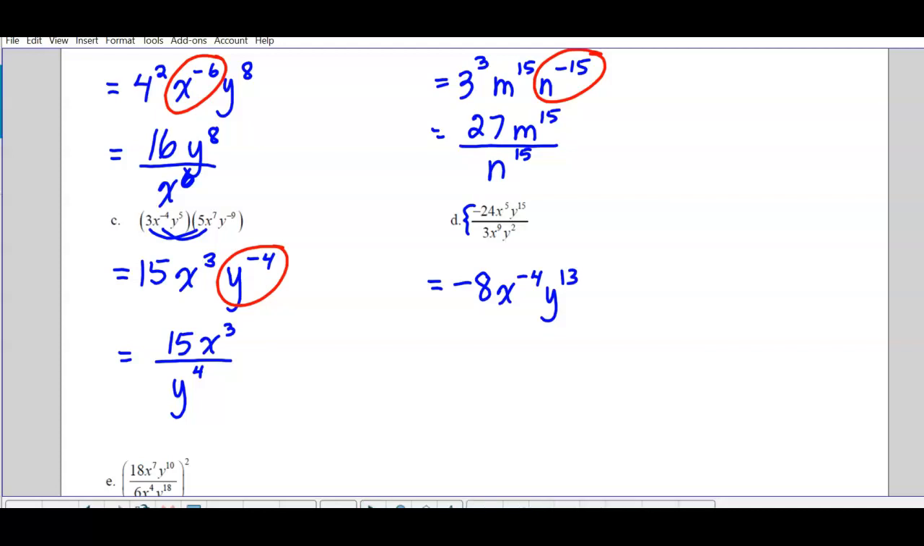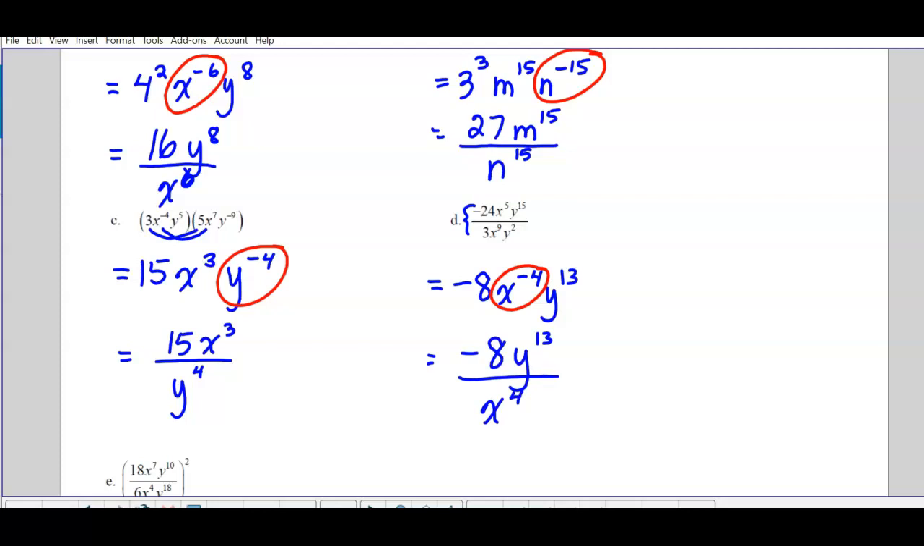Okay. I circle that, that's the only thing that moves. This negative 8 is a number, an integer. It's not an exponent. It stays there. The y to the 13 stays there. But x to the 4th is now in the denominator.